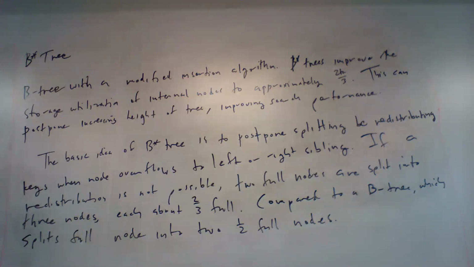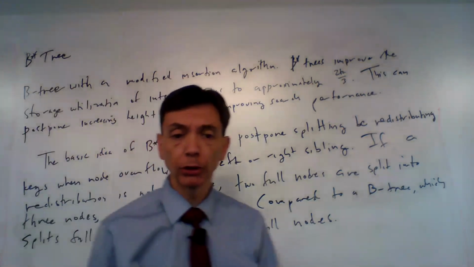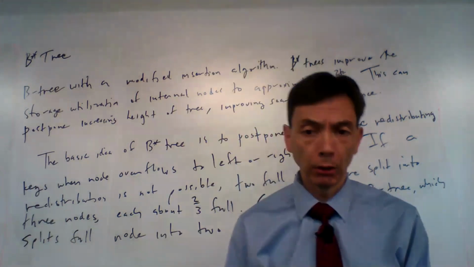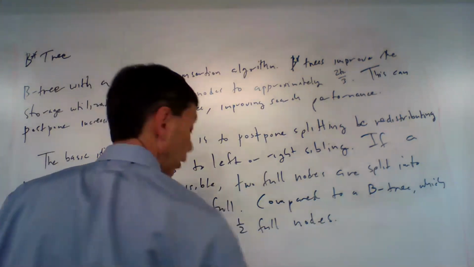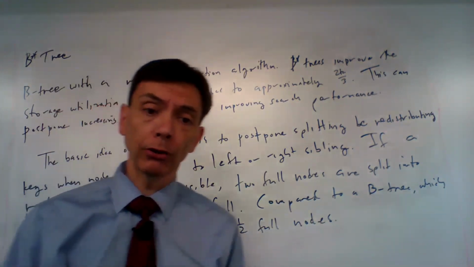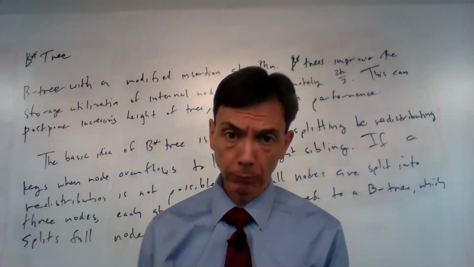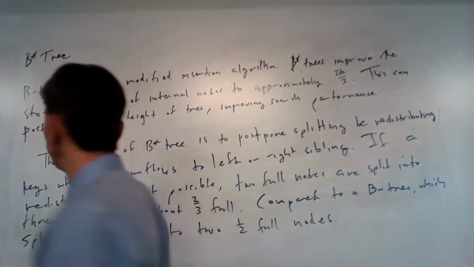So really the only question is, how do we do redistribution? And if we can't redistribute, how do we decide what we're going to keep in those nodes that are going to be partially full? Okay? Any questions about the basic strategy before I continue? Okay.